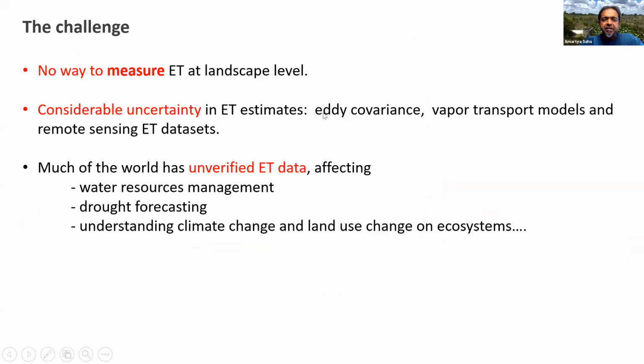There are methods such as eddy covariance and vapor transport models and remote sensing data sets, but there is a lot of uncertainty in these methods. And much of the world actually has unverified ET data, which in turn affects water resources management, drought forecasting, and understanding the effects of climate change and land use change on ecosystems and water availability.